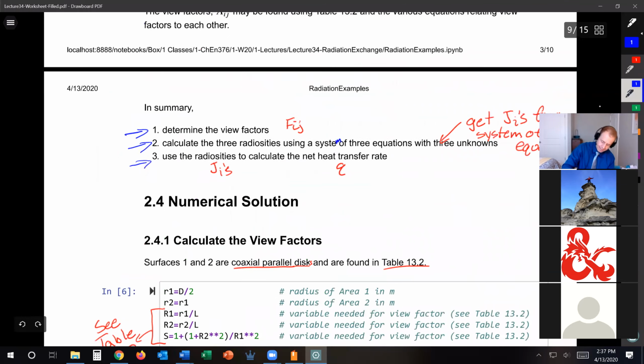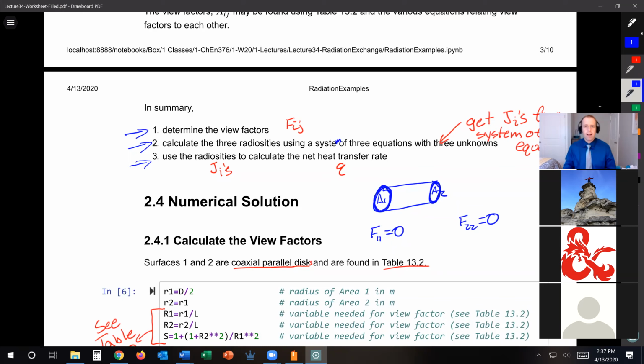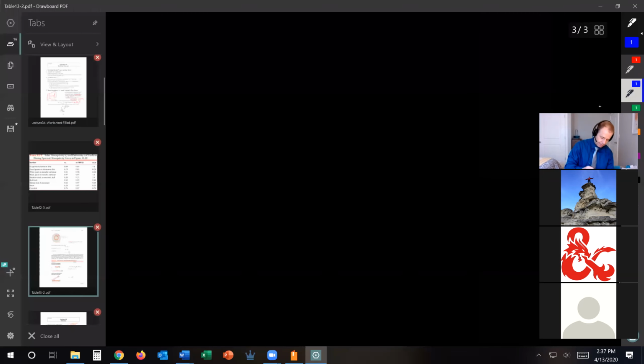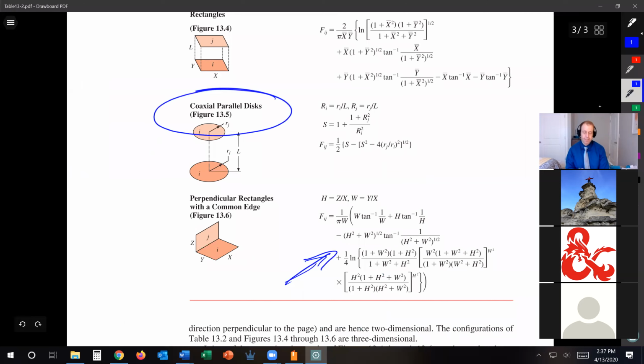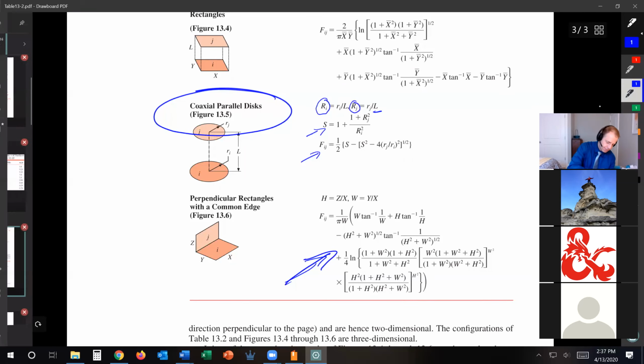So the first thing is, I've got to get all the view factors for this sort of looking thing. You've got to have somewhere to start. I know that F11 will equal 0 because it's a plane, and F22 has to equal 0 because it's a plane. But I also know that 1 and 2 are parallel disks, and that is in table 13.2. Let me go there real quick. Coaxial parallel disks. I need to know the distance L, and the radii of each disk. Then I calculate big Ri, big Rj, calculate S, and then calculate Fij.